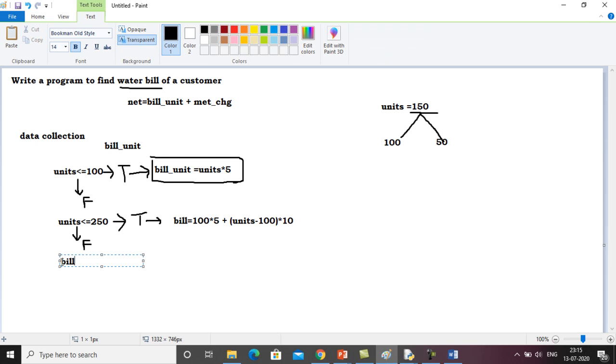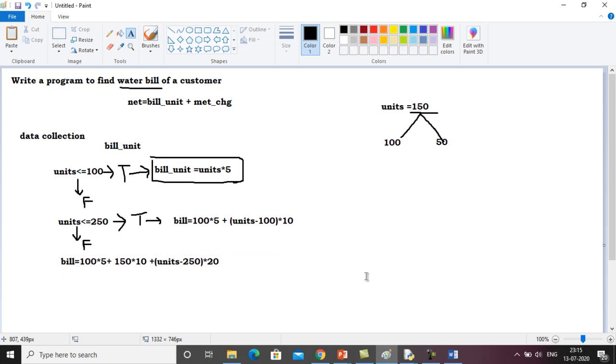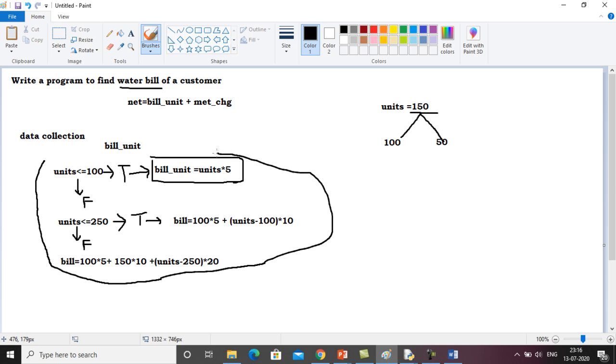Then bill is equal to, for the first 100 units it is 5 rupees per unit, for the next 150 units it is 10 rupees per unit. Now after subtracting these 250 units from the current unit, whatever unit is left, that will be charged as rupees 20. So the bill unit is calculated by this criteria.